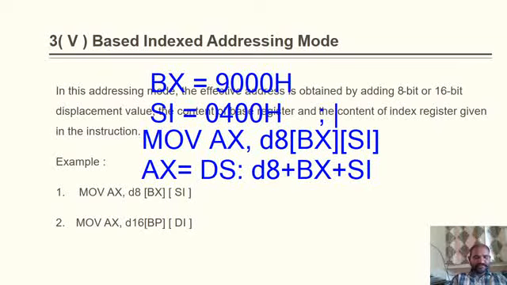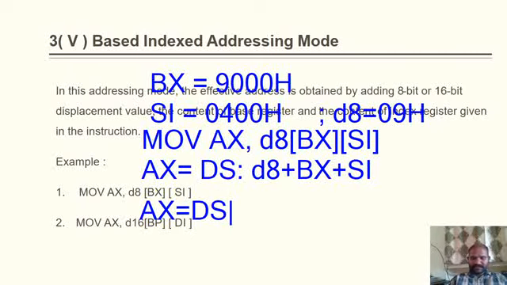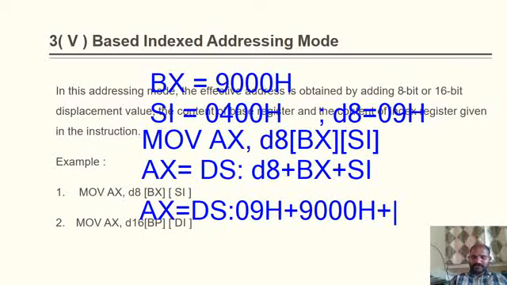Assume the D8 value, the 8-bit displacement, is equal to 09H. Then what will happen? AX is going to be filled with DS colon D8, which is the 8-bit displacement value, 09H, plus the BX value, 9000H, plus the SI value, 0400H.